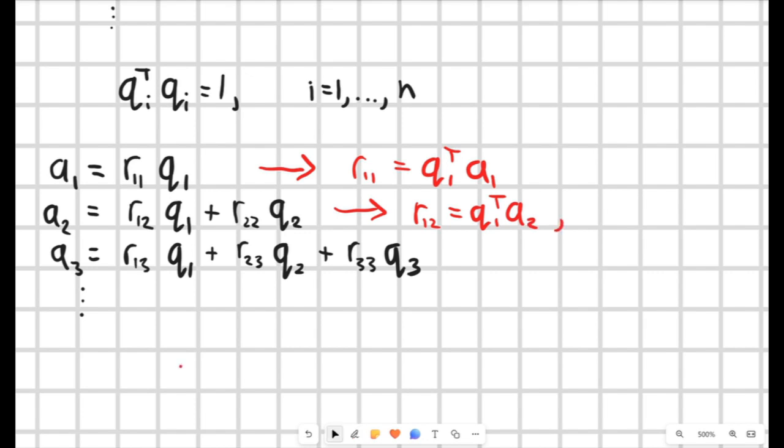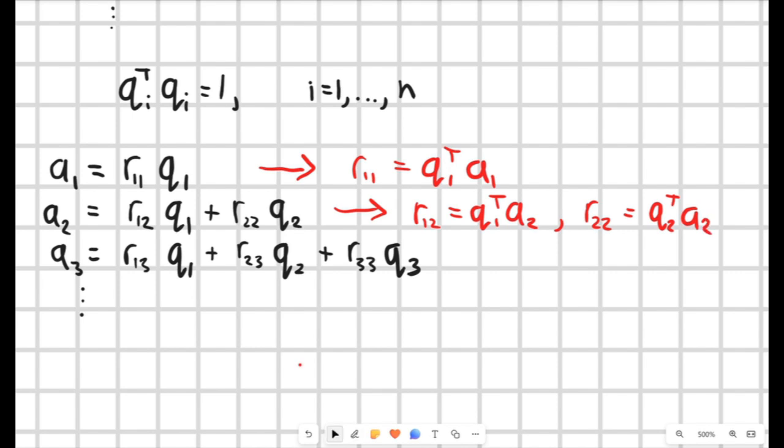Okay, we have one more constant to find on this line. So same thing, we're going to pre-multiply now by Q2 transposed. Q2 transpose Q1 is equal to 0 by definition. Q2 transpose Q2 is equal to 1. And so we end up finding that R22 is equal to Q2 transposed A2.